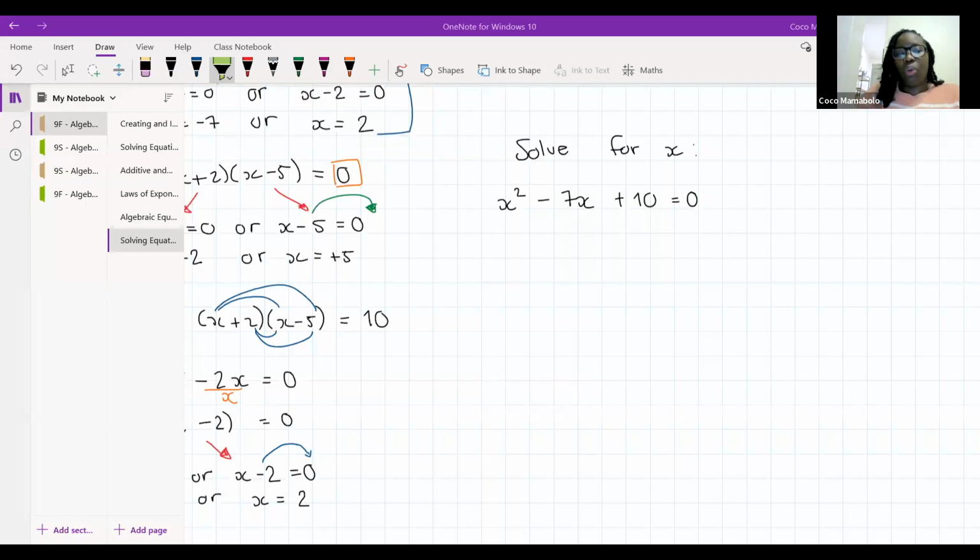Okay, so when I factorize, what kind of factorization are we going to be looking at? What kind of sum are we looking at here? We are looking at a negative 7x plus 10. Okay, so it's a trinomial. You agree with me?